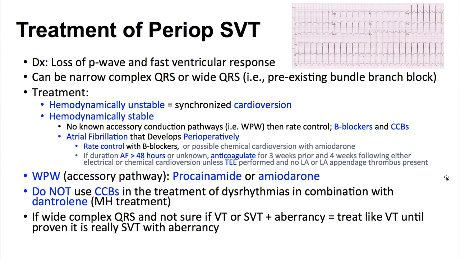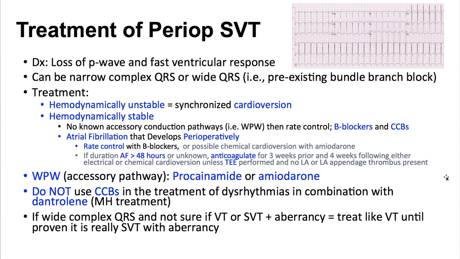In the case of a patient who develops perioperative SVT who has pre-existing WPW with accessory pathway, your thought process should go towards getting at that accessory pathway rather than the AV node itself with beta blockers and calcium channel blockers. And in this case, procainamide or amiodarone are drugs of choice.